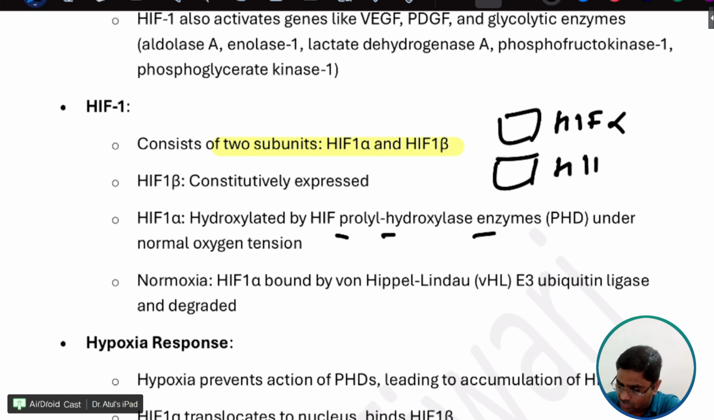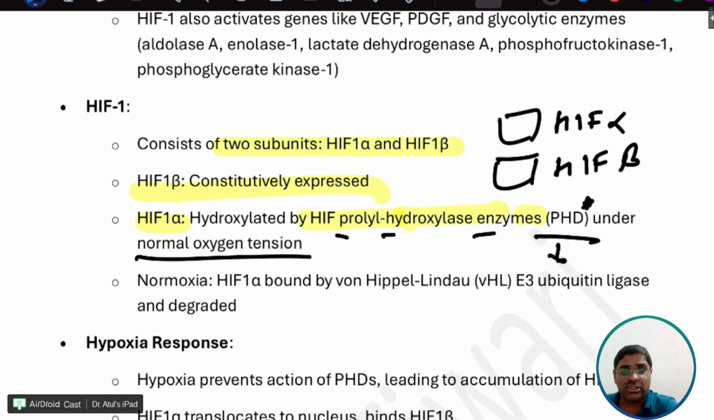Generally, HIF1 beta is constitutively expressed, but HIF1 alpha is hydroxylated by the HIF prolyl hydroxylase enzyme. In short, it is written as PHD. We will see this term again, so please remember this. HIF1 alpha is hydroxylated by HIF prolyl hydroxylase enzyme PHD under normal oxygen tension. That is, in case of normoxia, HIF1 alpha is bound by VHL E3 ubiquitin ligase and degraded.